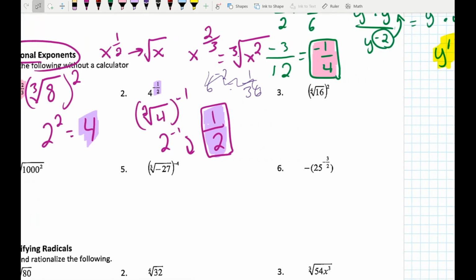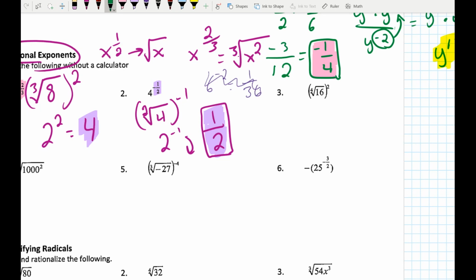Number 3 has already kind of broken it down for us. It says, what if we took the 4th root of 16? And at first you might go, oh, but I'm really bad at 4th roots, because I don't memorize all my fourth roots. What do I need to multiply by itself 4 times to get 16? It is just 2.